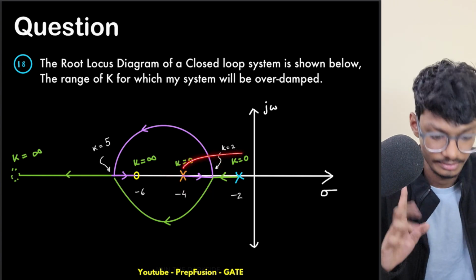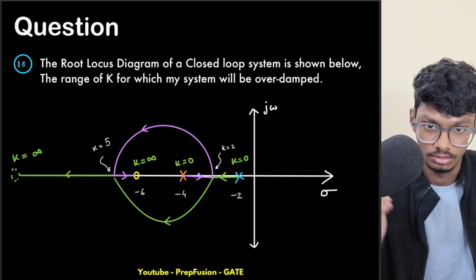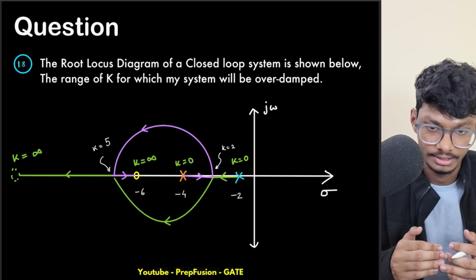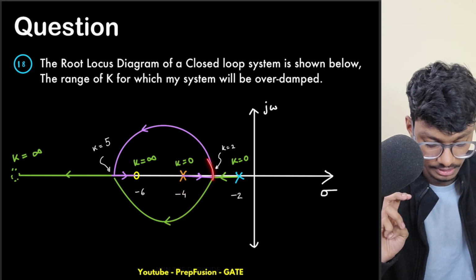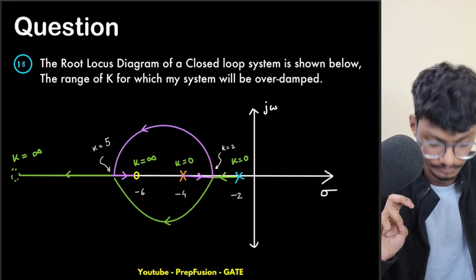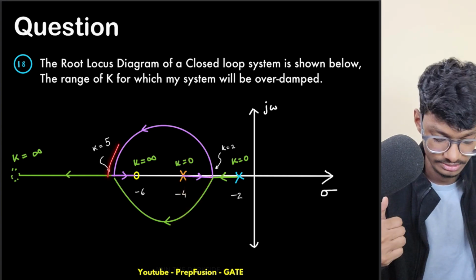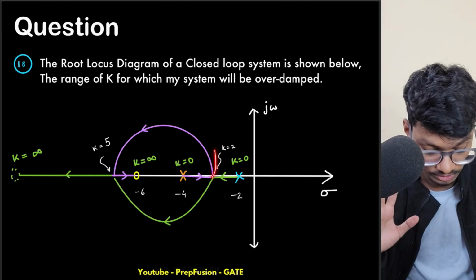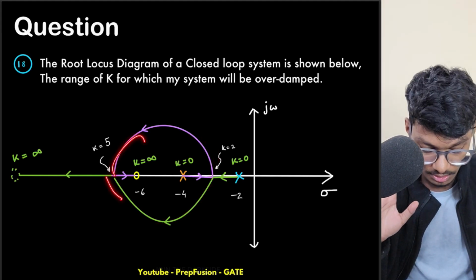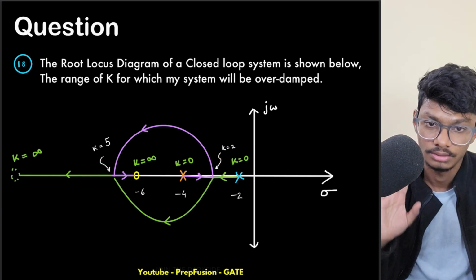Here also I will get critical damping at k equals 2, as two branches are breaking out from here. So this is a breakout point and this is a break-in point. Breakout means breakaway point. This is a breakaway point and this is a break-in point. Very important to understand. So at these two points I will get my critically damped system.